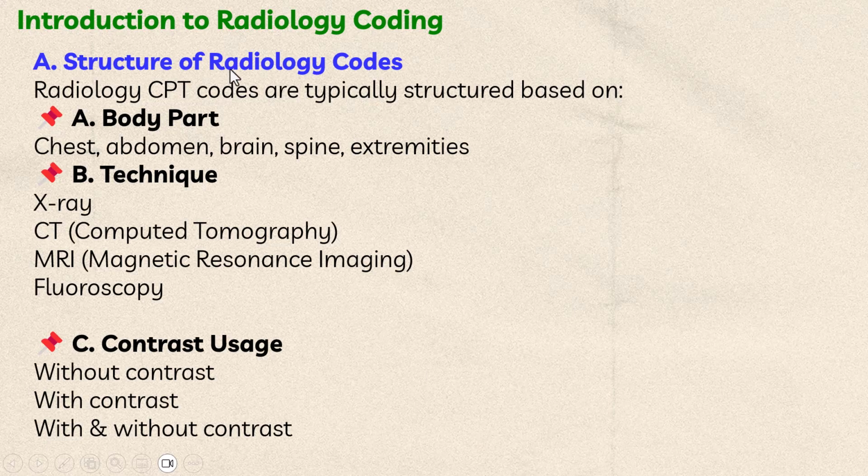So let's see the structure of the radiology code. Radiology CPT codes are typically structured based on, one, body part, such as chest, abdomen, brain, spine, and extremities. Second, technique. For example, X-ray, CT, that is computed tomography, MRI, that is magnetic resonance imaging, and fluoroscopy. And the contrast usage, that is without contrast, with contrast, or with and without contrast. So you will understand when you discuss each section.